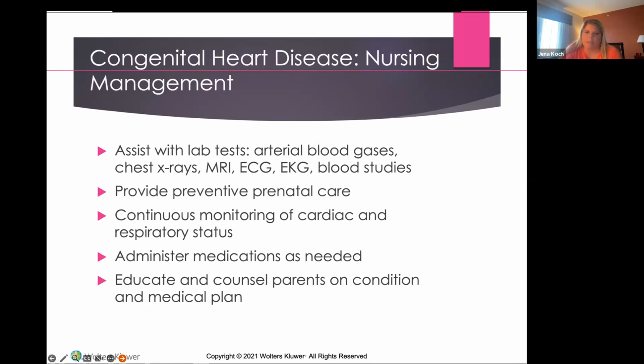So assisting as nurses with blood gases, x-rays, they may have an MRI, they'll probably have an echo. Continuous monitoring, we're going to do cardiac monitoring, administer medications if needed. Sometimes they may need a medication to help keep their ductus arteriosus open, right? So after delivery, we expect that to close. So there are some cardiac conditions where we need that to stay open for the heart to pump as needed for that patient. So we can give medications such as PGE to help keep that open.